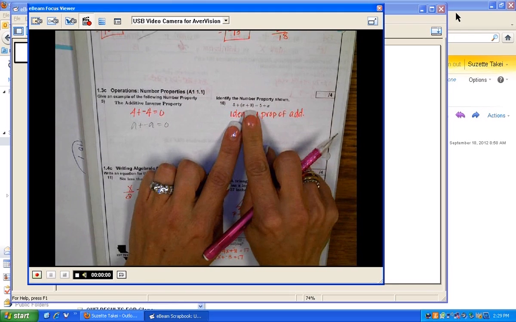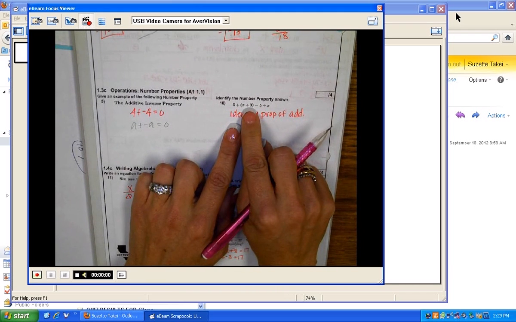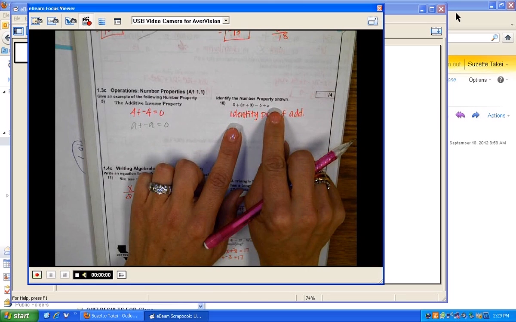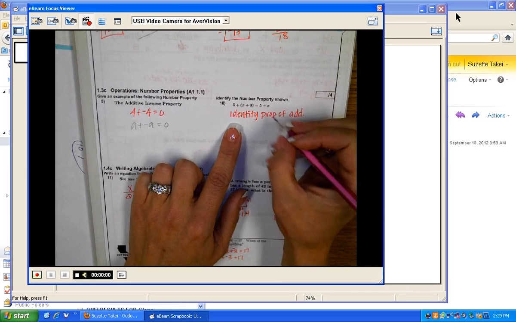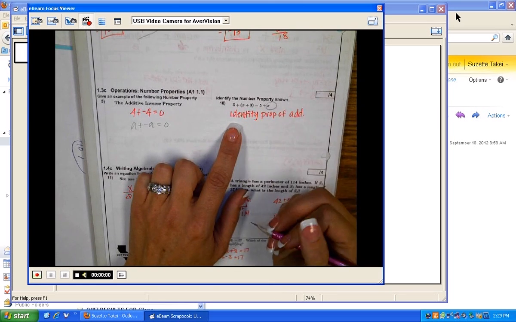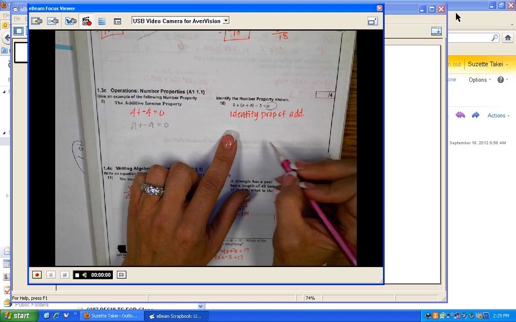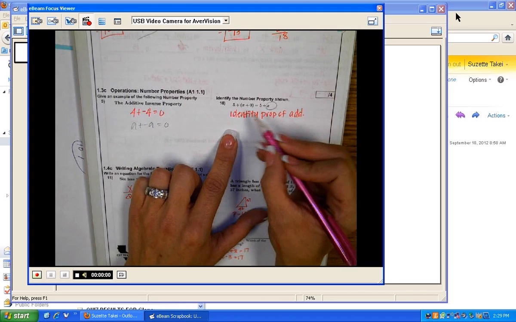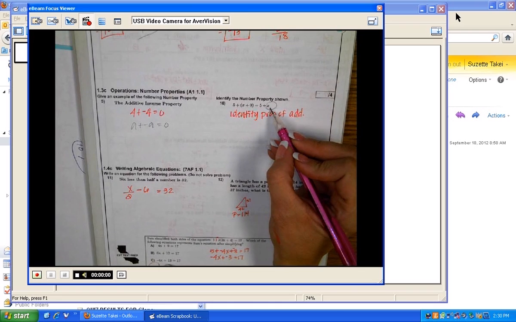This one, you have a 0. It's in the parenthesis with your x. You ended up over here with 5 plus x, and the 0 is gone, and so is your parentheses. So what happened? You used the identity property of addition. You added 0 to something, and it stayed the same.